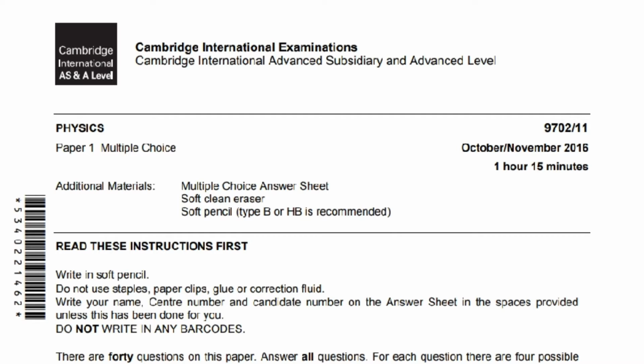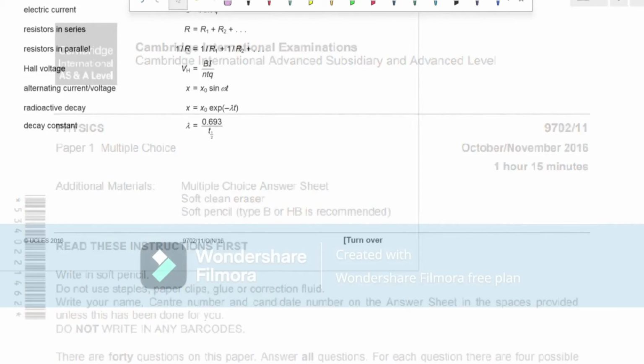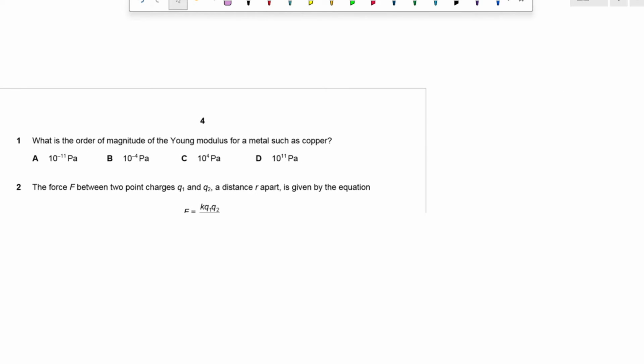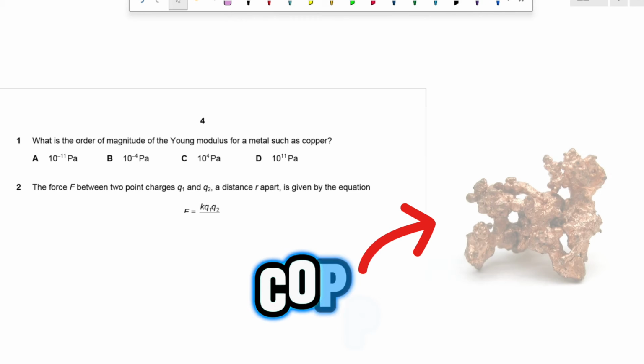So to start off, we start off with the first question. Okay, so for the first question, we've been asked, what is the order of magnitude of the Young modulus for a metal such as copper?